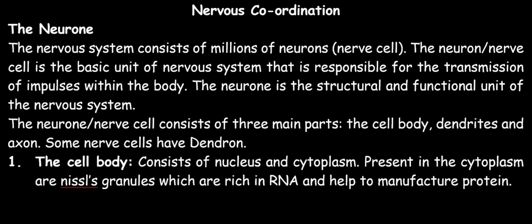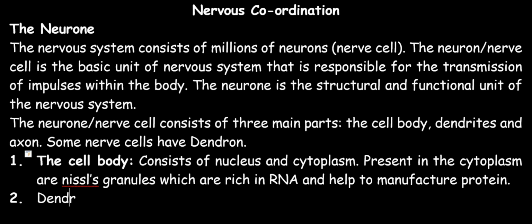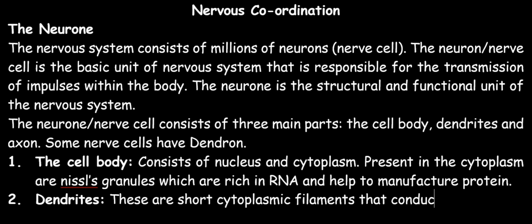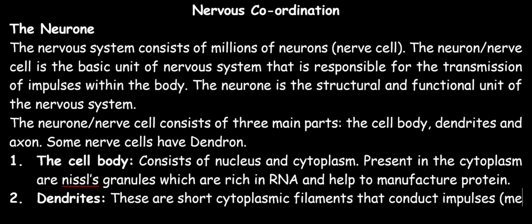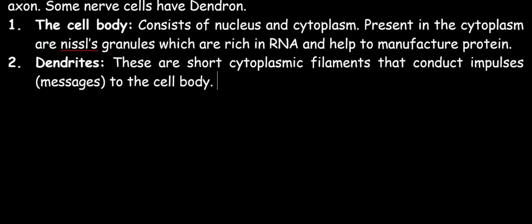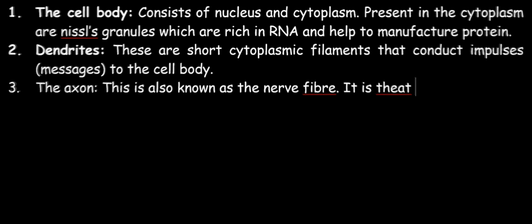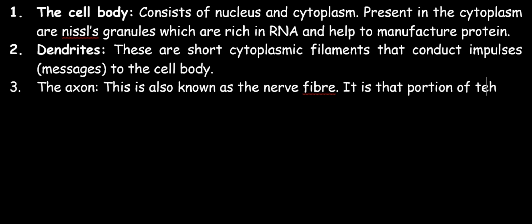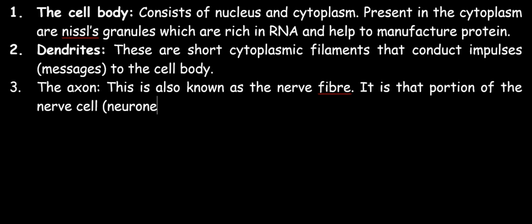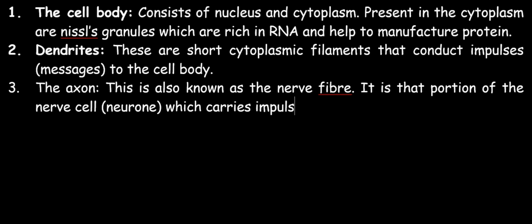The next structure we look at is the dendrites. The dendrites are short cytoplasmic filaments that conduct impulses, which could be messages or signals, to the cell body. The next structure we'll talk about is the axon. The axon is also known as the nerve fiber. It is that portion of the nerve cell or neuron which carries impulses away from the cell body.